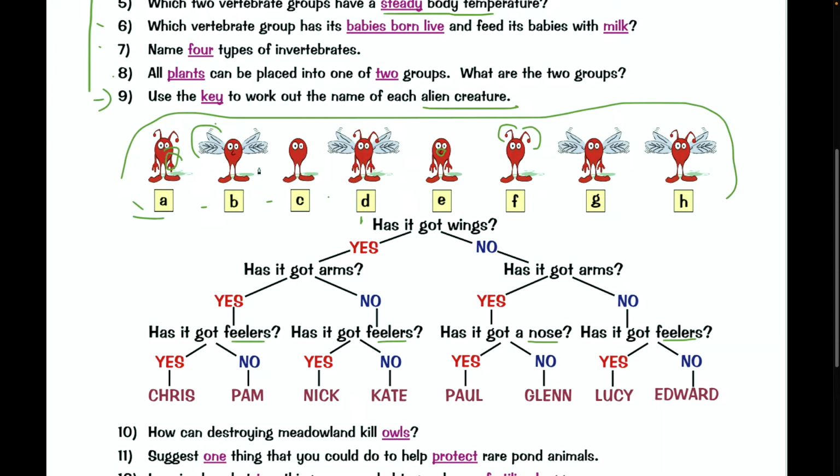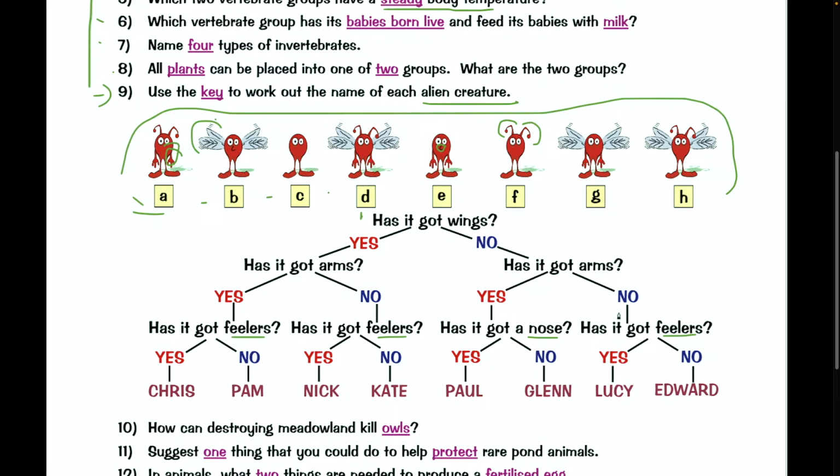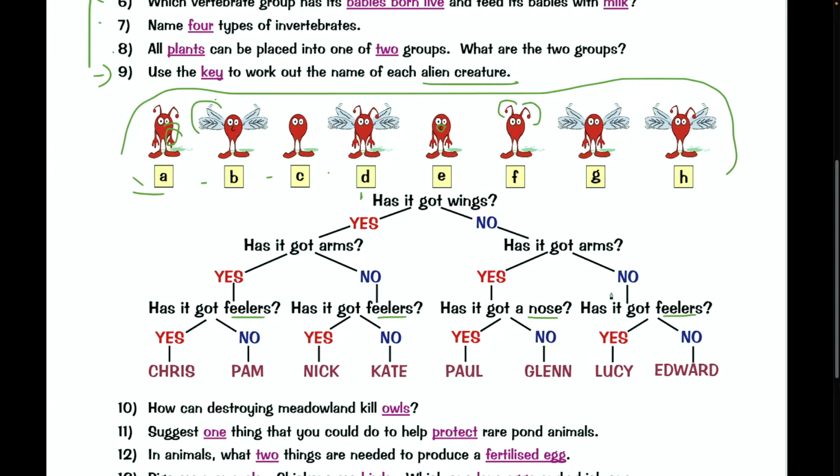Has it got arms? Yes or no? Yes. And then here, yeah, so if it has, go here. Has it got nose? Let me see. No, this one here, yeah, for example, letter A has no nose. So no, if it's no nose, go here, gland. So we know that A, the name of the A is gland, okay? So this is basically what you have to do.